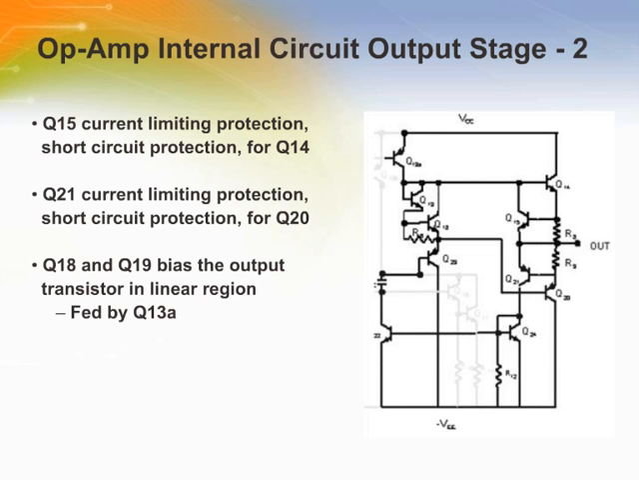This amplifier has short-circuit protection. Not all amplifiers have short-circuit protection. Q15 provides short-circuit protection for the source transistor, or Q14, and Q21 provides short-circuit protection for the sink transistor, or Q20. Also in this output stage, we see that Q18 and Q19 bias the output transistors in the linear region, and these two transistors are fed by Q13A, which is shown at the very top of the circuit.